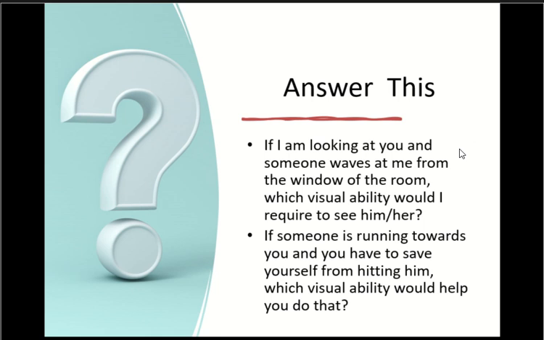Next one. If someone is running towards you and you want to avoid him, because if he hits you, he will die, you need what? Depth perception, or movement in depth. Something related to depth. You want to see how far he is, and you want to see how fast he or she is coming. Got it? So this is how you use these abilities.